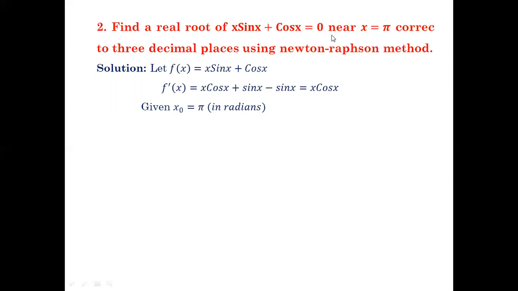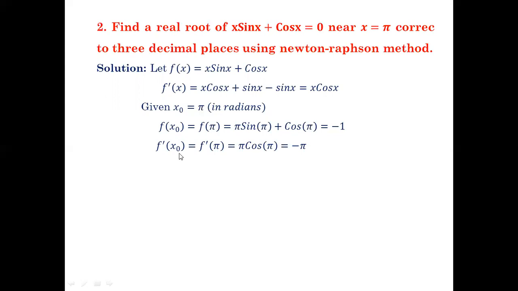So already they given near x, already x is equal to pi. Therefore, x naught is equal to pi in terms of radians. Therefore, you find f of x naught is f of pi is equal to pi into sin pi plus cos pi, sin pi is 0, cos pi is minus 1, which is equal to minus 1. F dash of x naught is equal to f dash of pi, which is equal to pi into cos pi, because f dash x is x cos x. Pi cos pi is minus 1 into pi is minus pi.